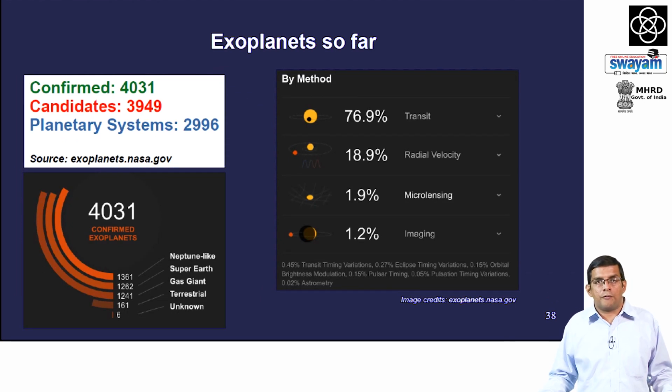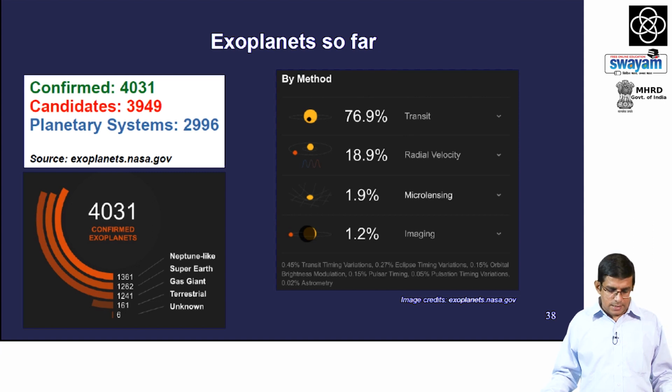So far we have 4,031 planets as of today which are confirmed, and there are nearly another 4,000 planet candidates which are yet to be confirmed. There are about 3,000 planetary systems, that is multi-planet systems, discovered.